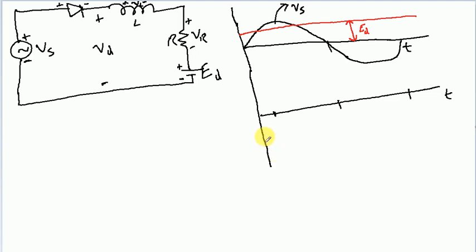But once the source voltage, which is available at the positive terminal of the diode, exceeds the voltage at the negative terminal of the diode, then it starts conduction. So this is the point when the diode will become forward biased and start conduction. But now here we have another problem. What is that other problem?